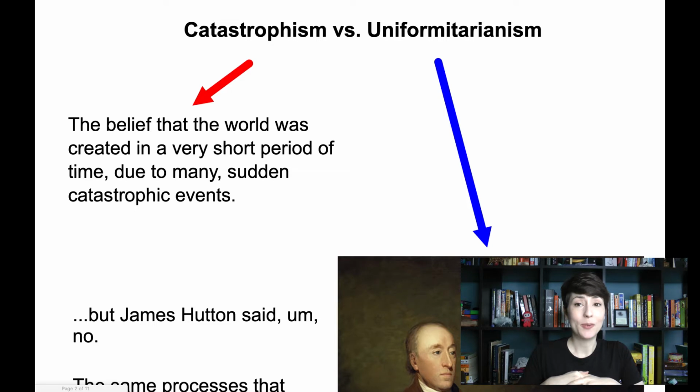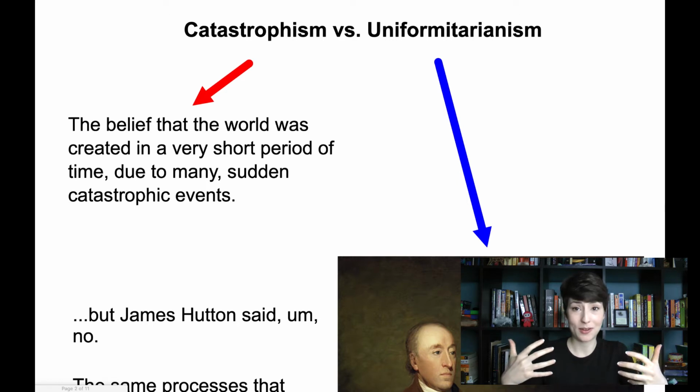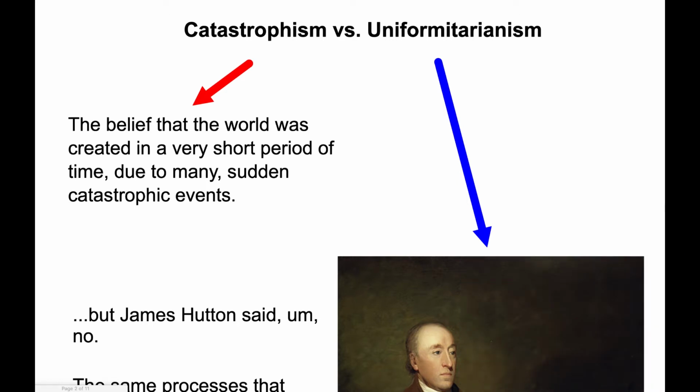Now, a long time ago, nobody was really sure how old the Earth was or how it was formed, and there were two very fundamental theories that were being debated. One was called catastrophism, which was the belief that the world was created in a very short period of time due to many sudden catastrophic events. Now, of course, we know now that's not the case. However, for a long time, people thought this was true.